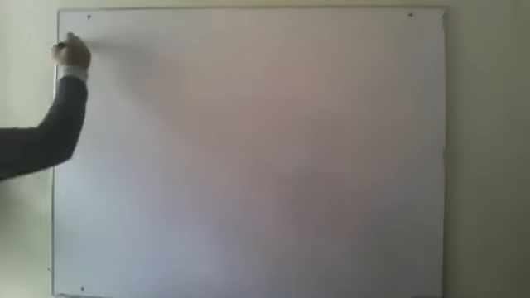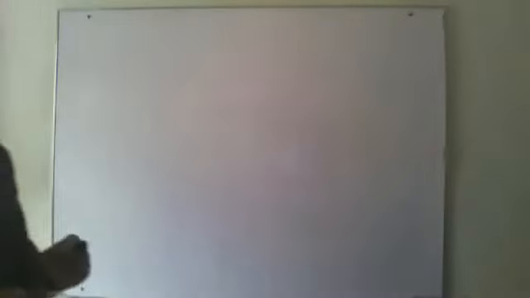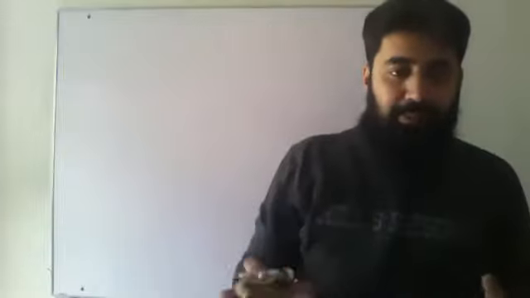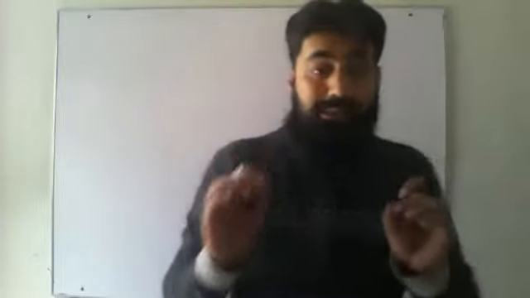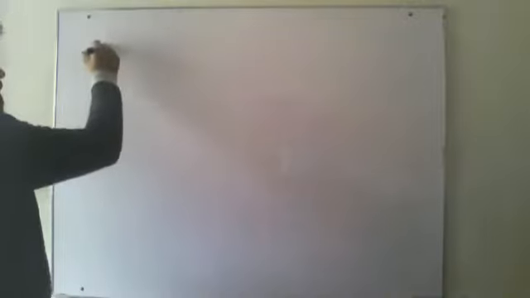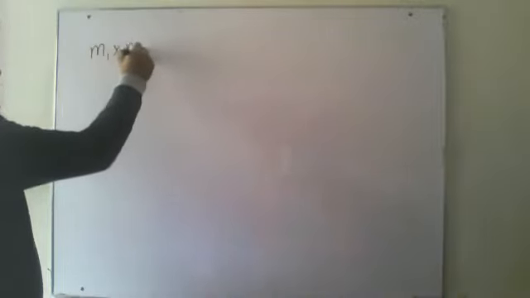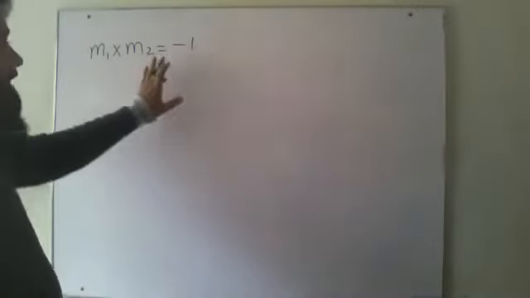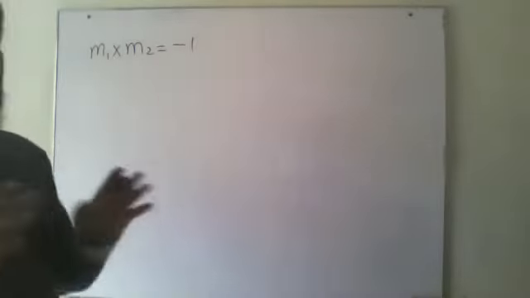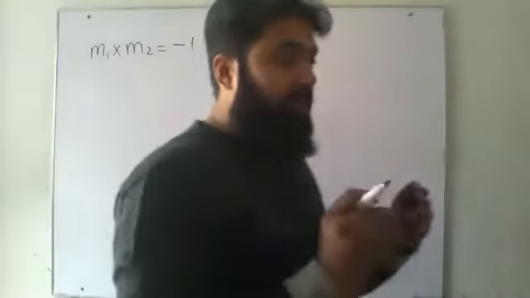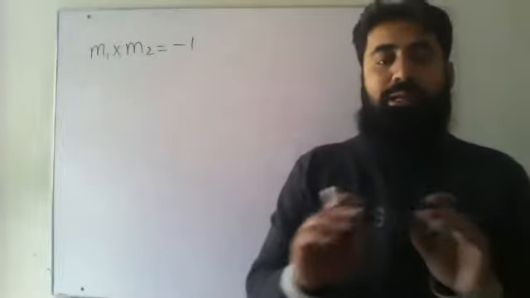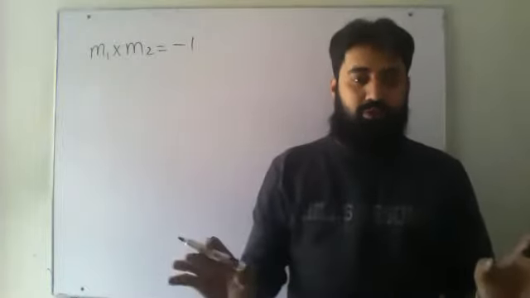See beta, if the gradients of two lines are given to you, and they are telling you to find whether both lines are perpendicular to each other or not, then you are going to use this method: multiplying both gradients and checking whether the answer is coming -1 or not. If the answer is coming -1, then it means both lines are perpendicular to each other. If the answer is not coming -1, then it means both lines are not perpendicular to each other.